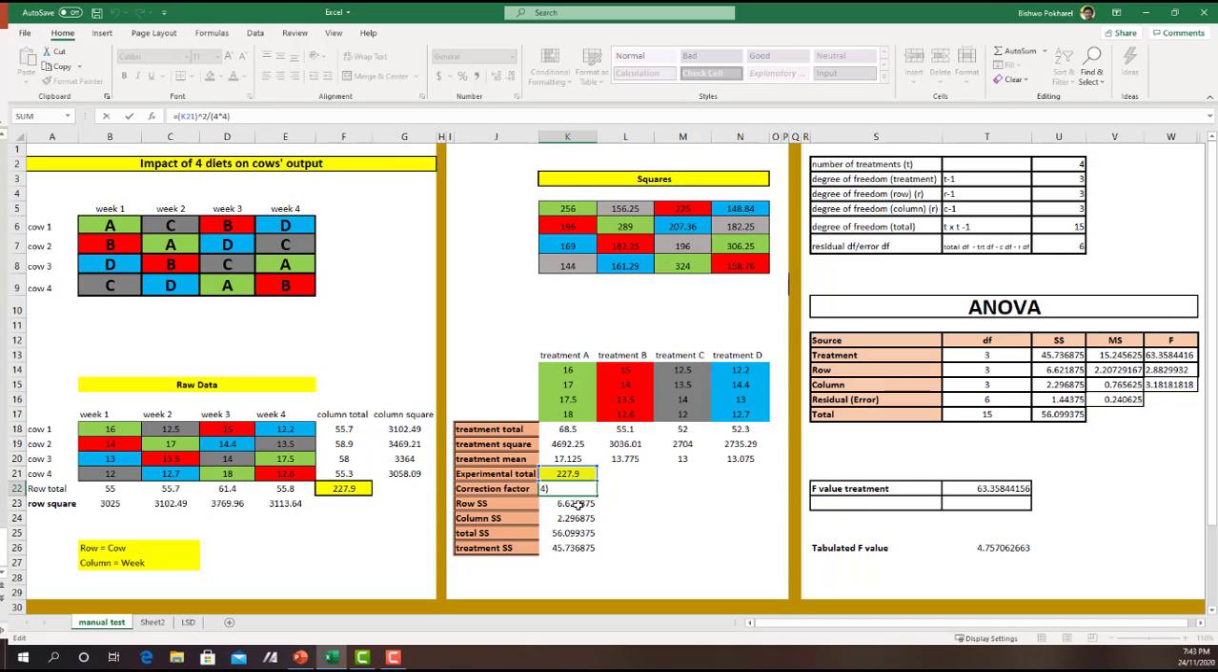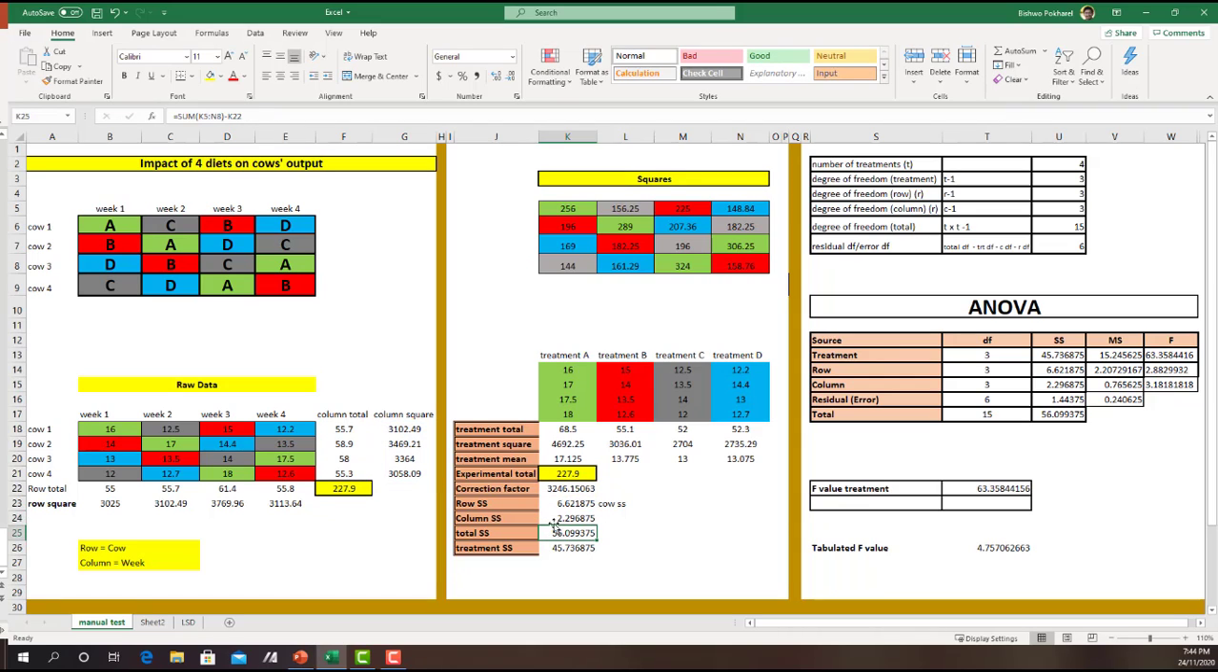And when you calculate row sum of square, that is basically cow sum of square as well. In this example, cow sum of square is basically the sum of all the squares of row divided by 4, because there are 4 rows, and that is subtracted by the correction factor. And the same goes for column, which is basically the sum of all column squares divided by 4, because there are 4 columns. If there are 5 columns, then it will be divided by 5. If there are 6 columns, it will be divided by 6, and the same goes like that. And that is subtracted by the correction factor.